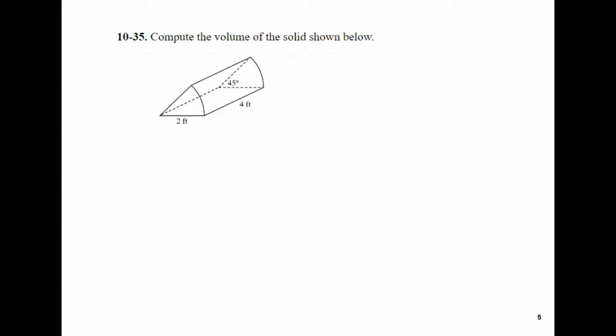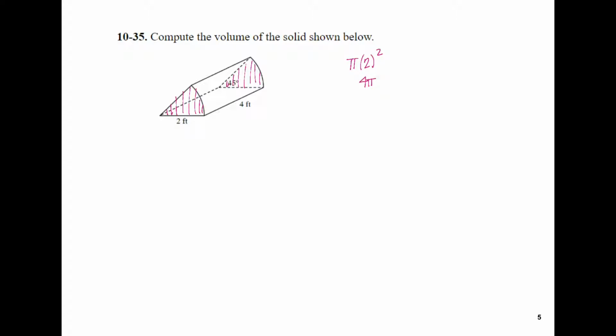10-35 says, compute the volume of the solid shown below. So if we want to take the volume, we need to find the area of our bases that are parallel to one another. So to find the area of a sector, we need to find the area of our whole circle, which our radius would be 2. So pi 2 squared would give us 4 pi.